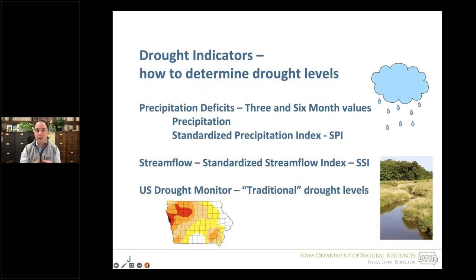So we use a variety and a myriad of drought indicators to determine these drought levels. And again, this is a living document. The trigger table, I believe, uses four triggers. We can always add. Soil moisture is going to be a very big and important tool that we can use across the state that we need to build out. But right now we use precipitation deficits, so the percent of normal precipitation on a 3 to 6 month scale. And varying levels of those precipitation deficits will dictate whether we're in a normal, watch, warning, or emergency.